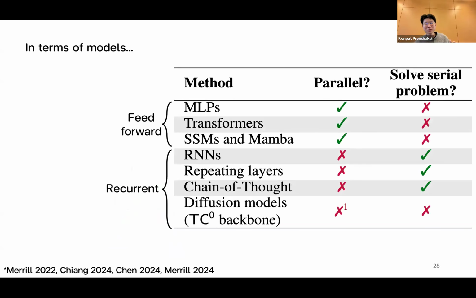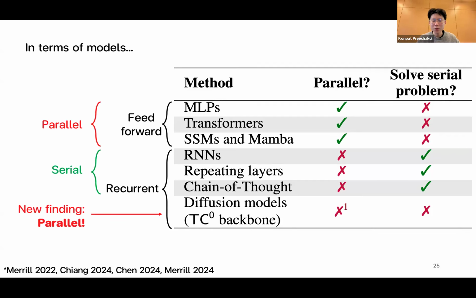So in terms of models, we compiled this nice table in the paper. We see that there are feed-forward models like MLP, transformers, SSM, and Mamba, which are parallel models. And then there are recurrent models, like these four. But the story is a bit more complicated. We definitely know that RNNs, repeating layers, chain of thoughts are serial. That's already proven. But what we found in this paper is that diffusion models are actually not serial models. Let's discuss that more.